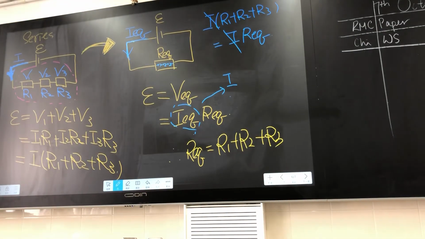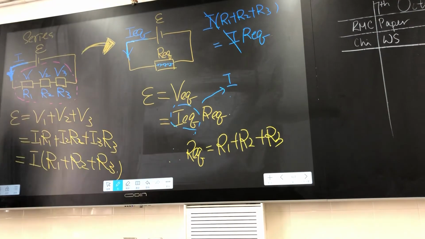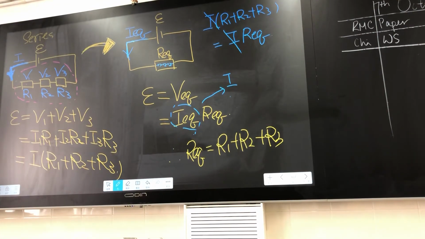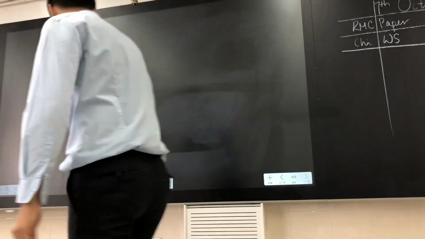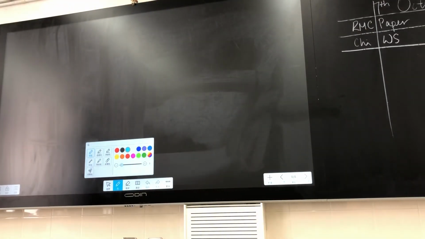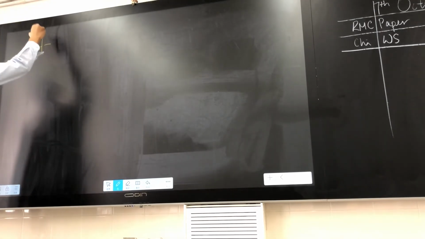For those resistors connected in series, it's very easy to understand. However, for the resistors connected in parallel, it's much more difficult to imagine. Okay, so now we go to the parallel circuit.